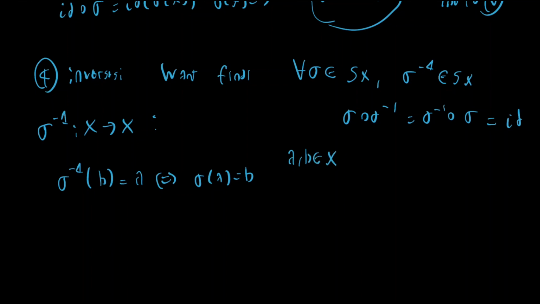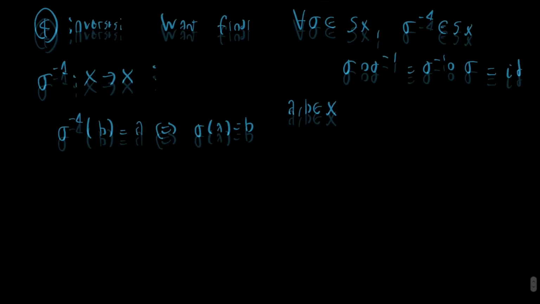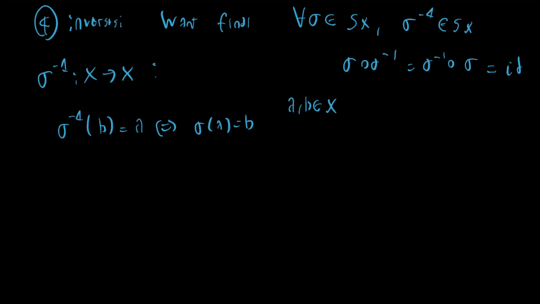Okay, but now in order to prove that this is actually an inverse, we first have to show that sigma to the minus 1 is actually an element of S of X. Also, we have to show that the product of this function with sigma yields the identity. So let's first prove that sigma to the minus 1 is actually an element of S of X. For the first point, we're going to prove them together, which is the injectivity and well-definedness.